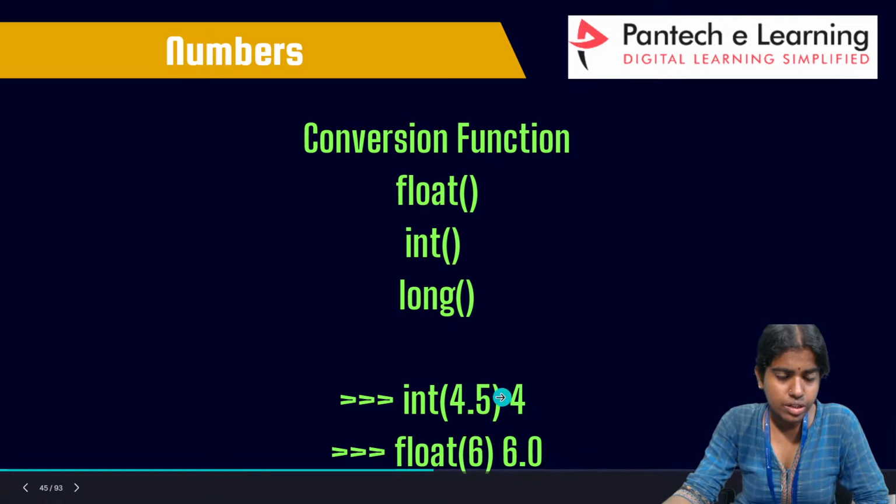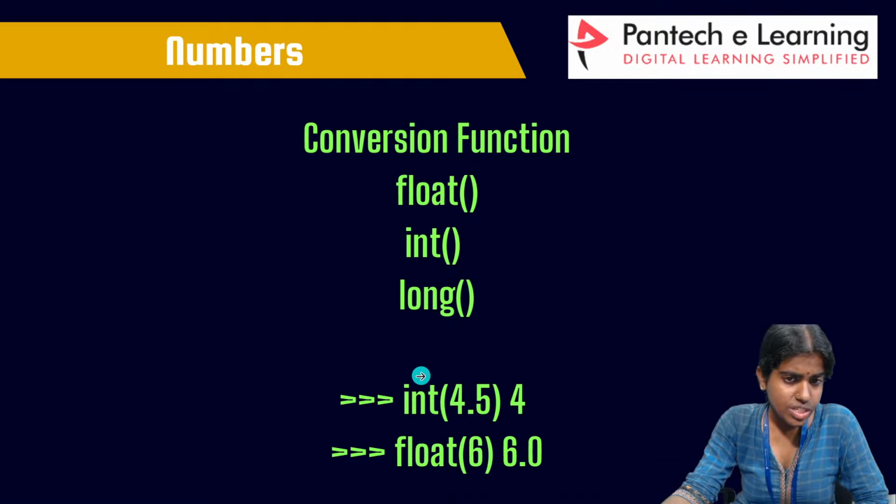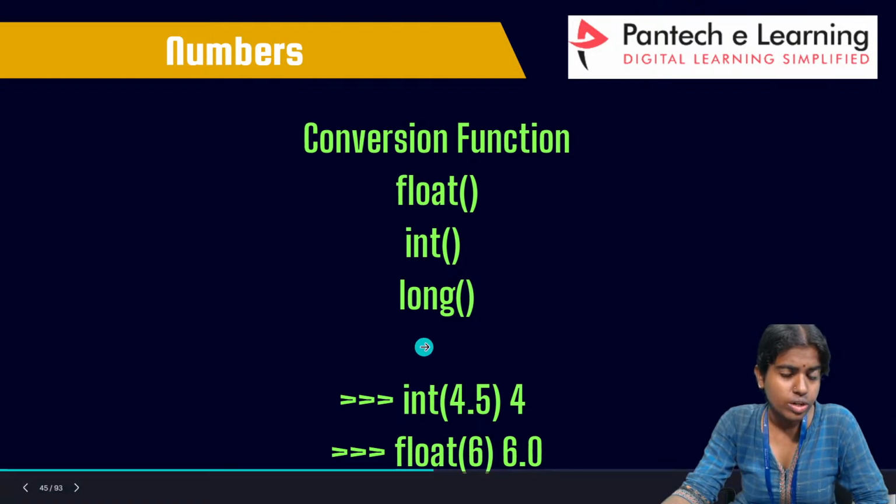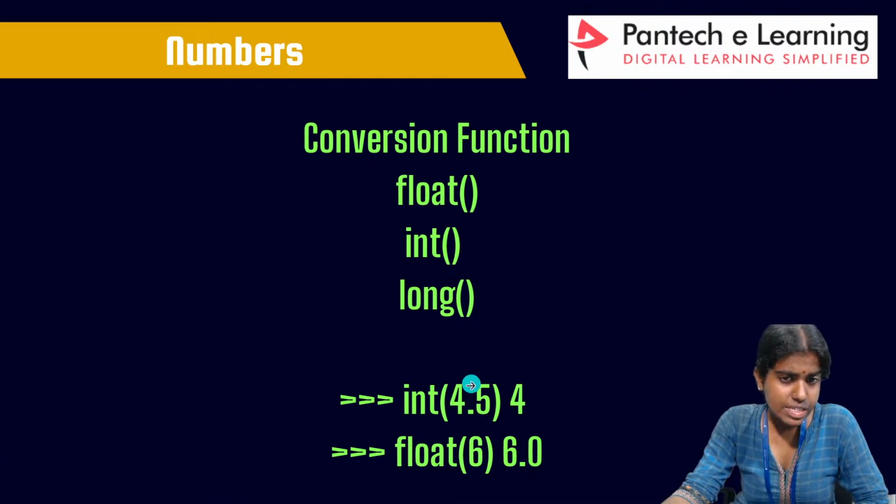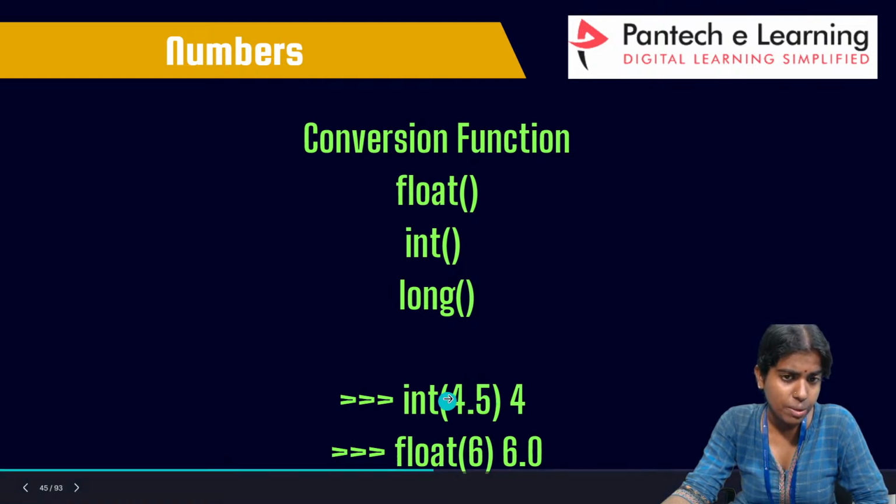For example, 4.5. So this is a floating point value. If I want to convert to integer data type, I have to prepend with the int keyword. To whichever data type I have to convert, I have to prepend with the corresponding data type. Clear? For example, this is a floating point number. If I pass some floating point number and want to convert to integer data type, I'm just prepending with the int keyword.